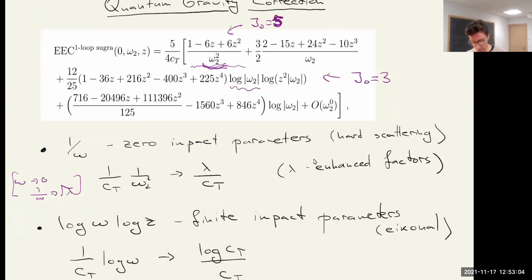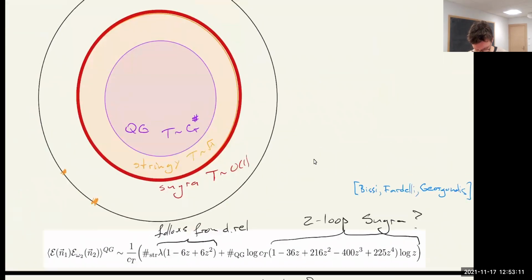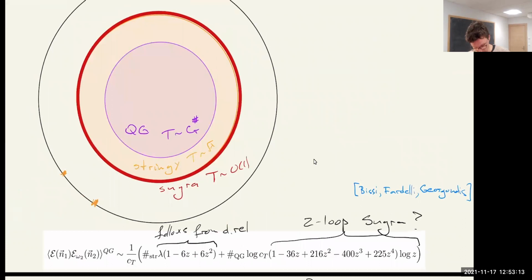And so, again, based on this intuition and on this picture, we can make a guess what the leading correction is, and so the leading quantum gravity correction to the usual energy correlator is the following. So here first you have this term which is lambda enhanced, and this comes from stringy effect, and this you can derive from dispersion relations.